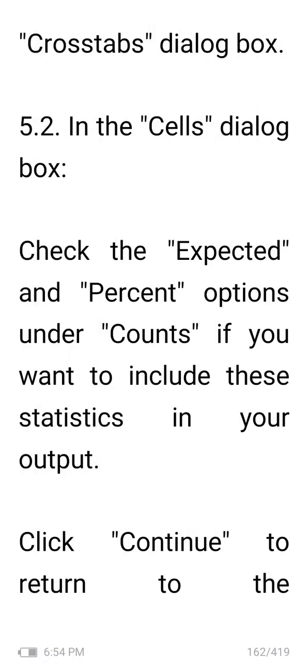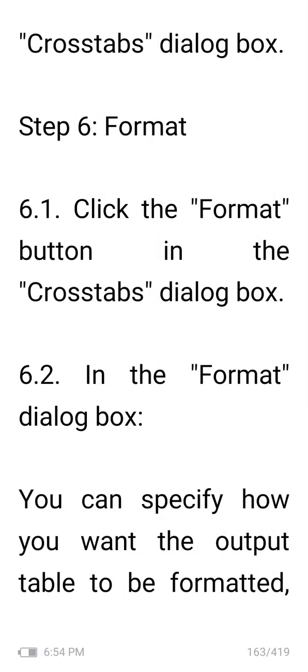Click the Cells button in the Crosstabs dialog box. In the Cells dialog box, check the Expected and Percent options under Counts if you want to include these statistics in your output. Then click Continue to return to the Crosstabs dialog box.